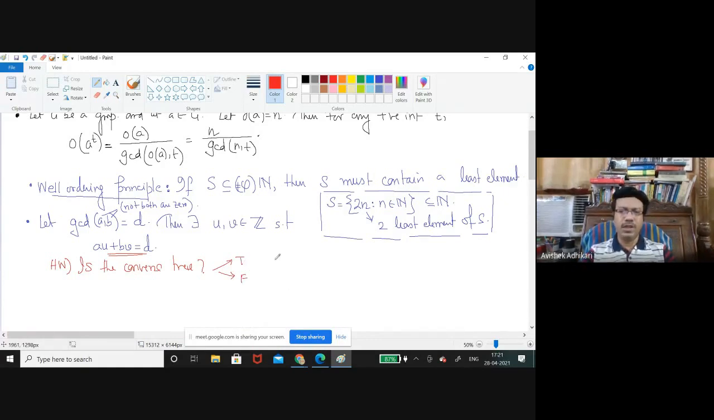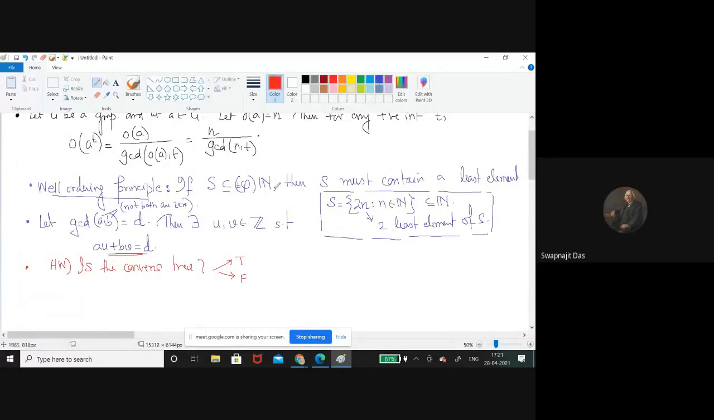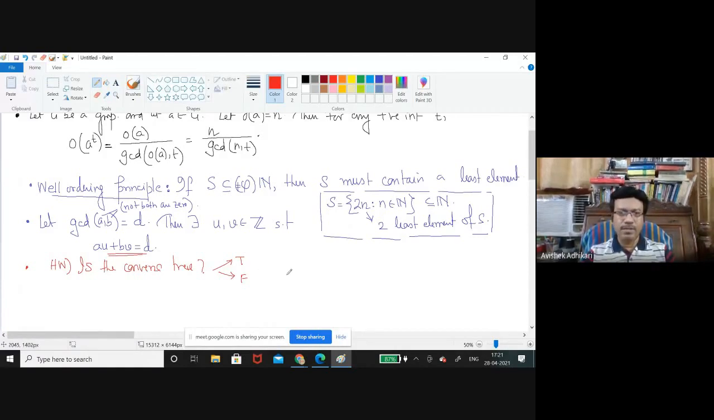What is your intuition? Any guess or any idea? Okay, if not, it will be your homework. Somebody says it's false. Okay, can you give me some example where you can write D in terms of AU plus BV, and then D will not be a GCD of this A and B?